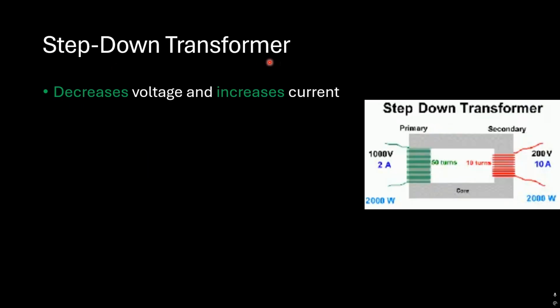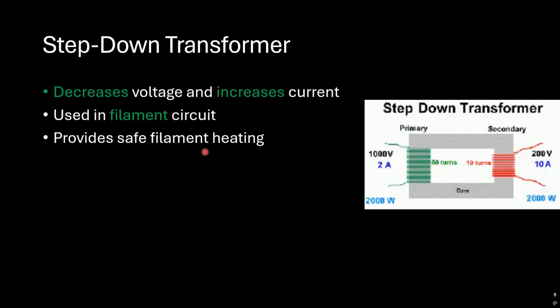Next, we have the step down transformer. It decreases voltage and increases current. Here we can see that we have many turns on the primary side and a few turns on the secondary side. In this case, we have a step down transformer. It's used in the filament circuit. We use a step down transformer on the filament circuit because we need a high current on that circuit to produce electrons. And finally, it provides safe filament heating.